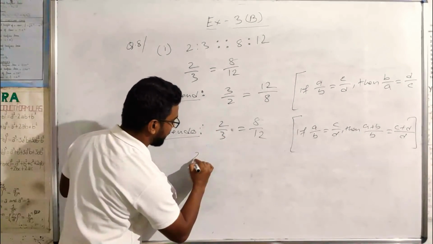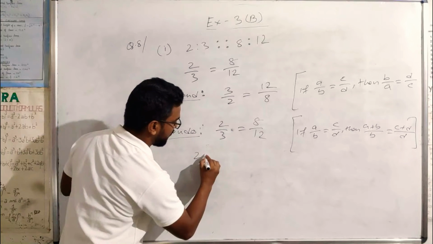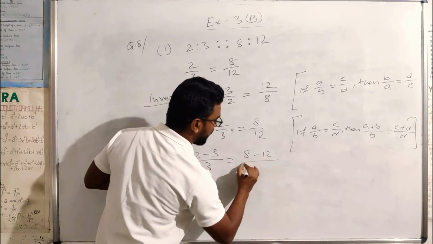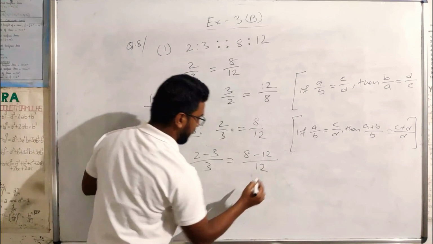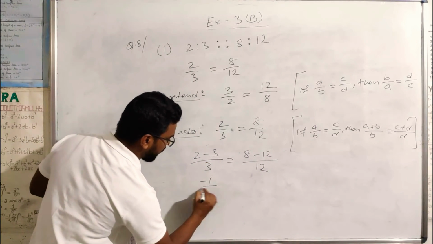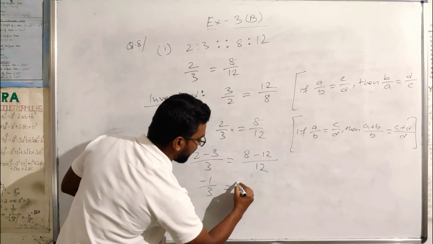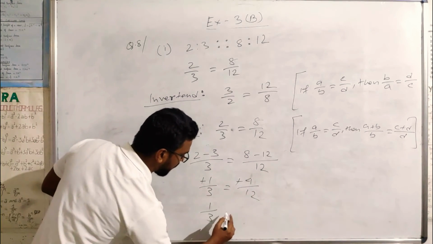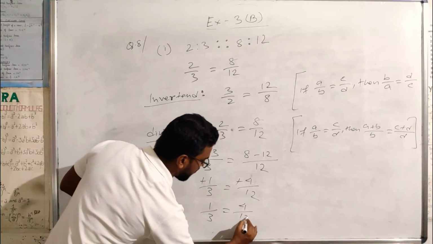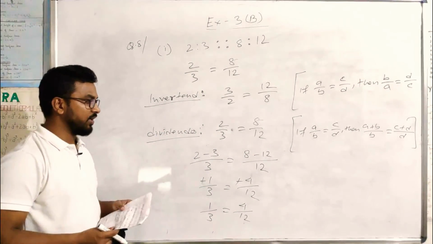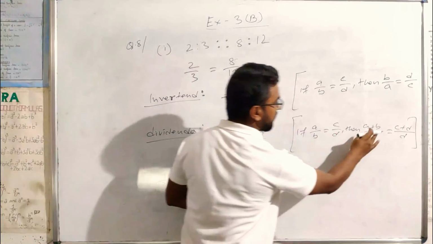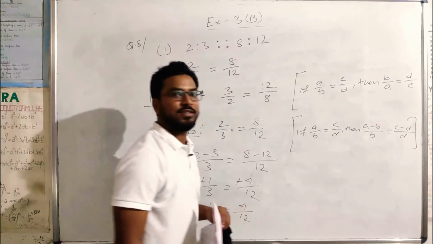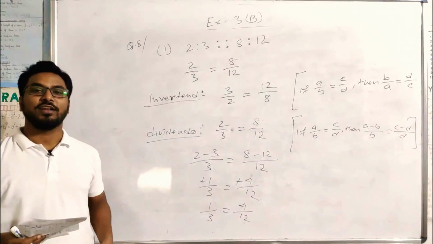So this can be written as 2 minus 3 by 3, and this can be written as 8 minus 12 by 12. So this will be minus 1 by 3, and this will be minus 4 by 12. Minus minus cancel, so this can be written as 1 by 3 is proportional to 4 by 12. Okay, the formula was just like this. You just have to put a minus sign here, and that is called dividendo.